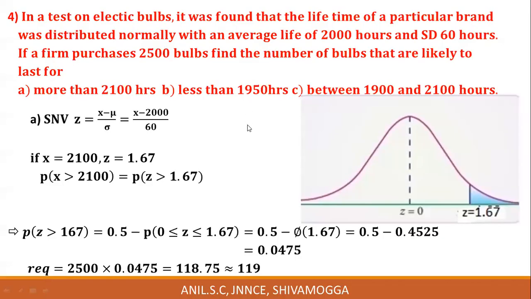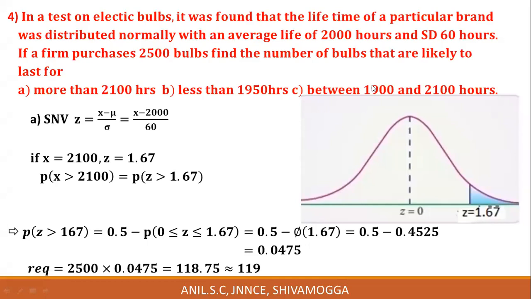Okay, then let's start with this problem only. In a test on electric bulbs, it was found that the lifetime of a particular brand was distributed normally with an average life of 2000 hours and standard deviation 60 hours. This is the first statement.